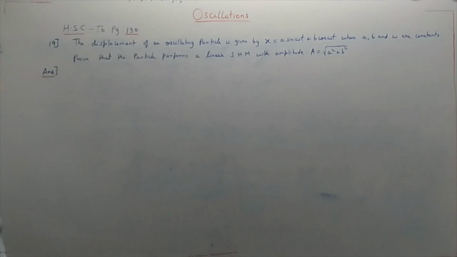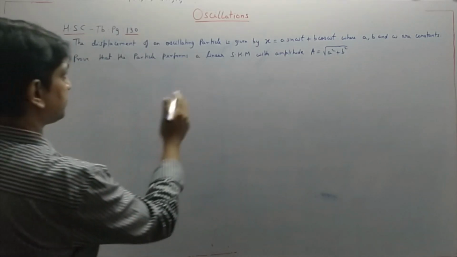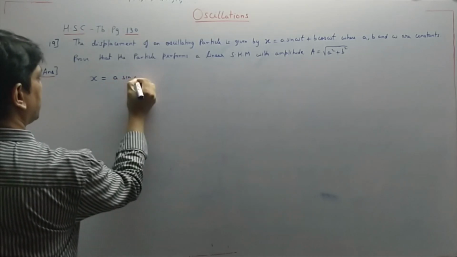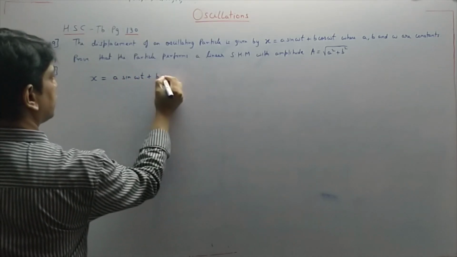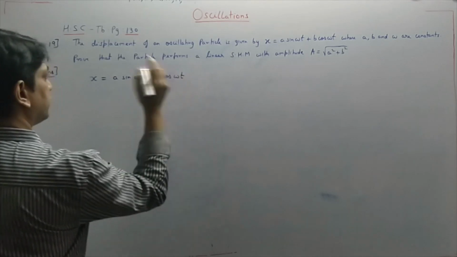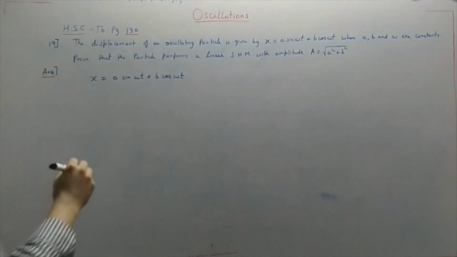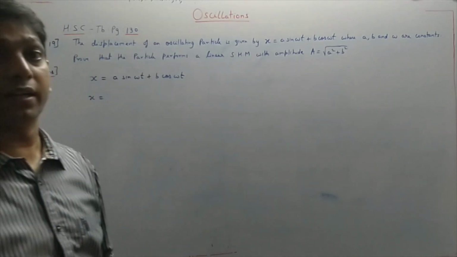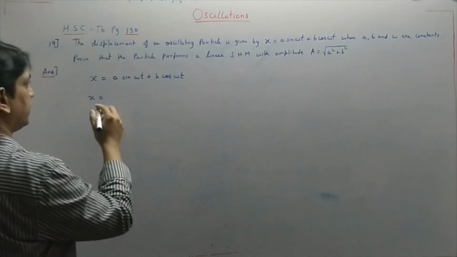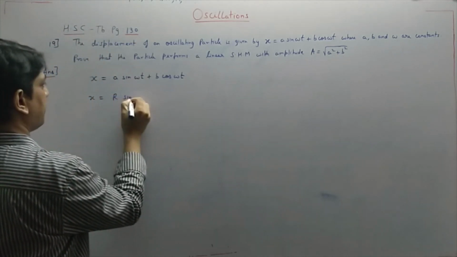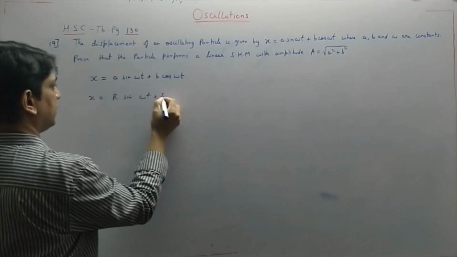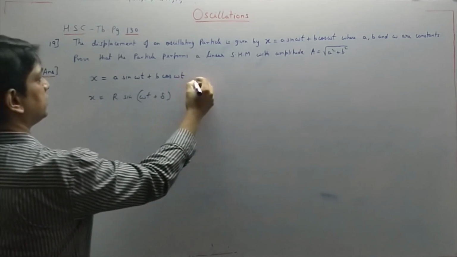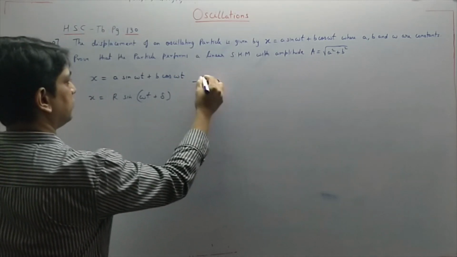We are having two methods. Let us see one method here. First, it is given x is a sine of omega t plus b cos of omega t. If we compare with the composition of SHM, we have seen the equation x is r sine omega t plus delta. Now if we compare, this is already given to you, and we know that.